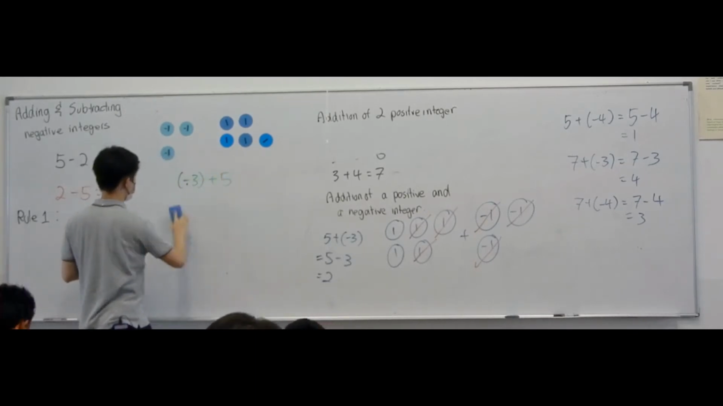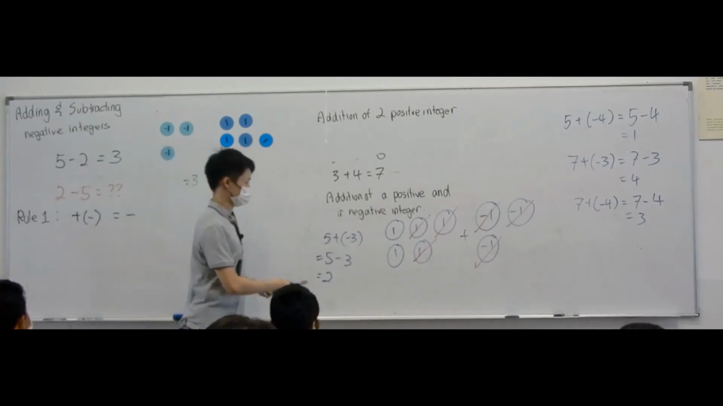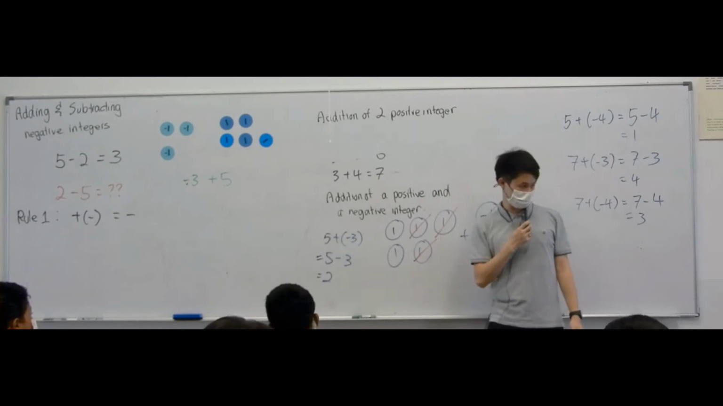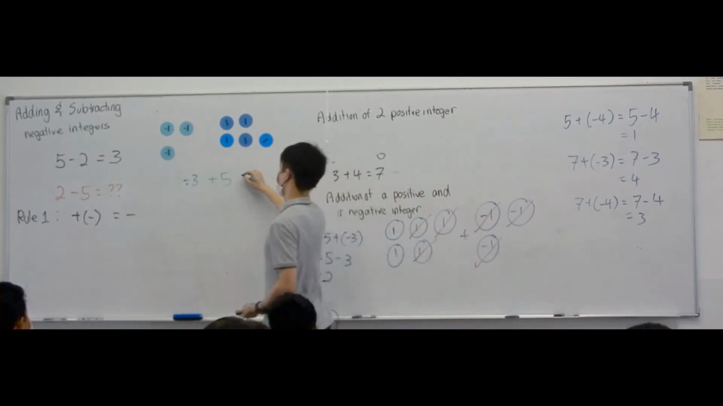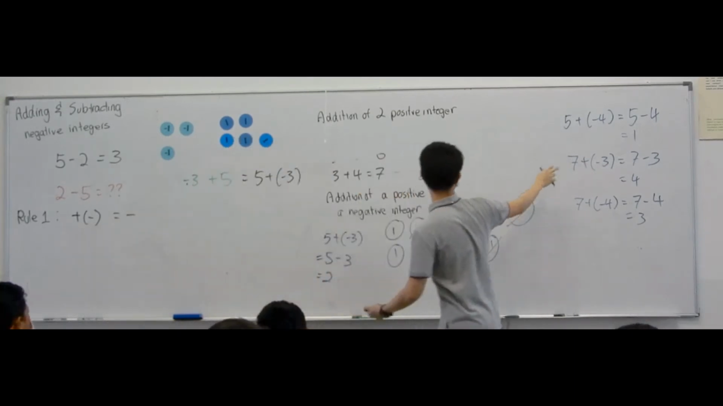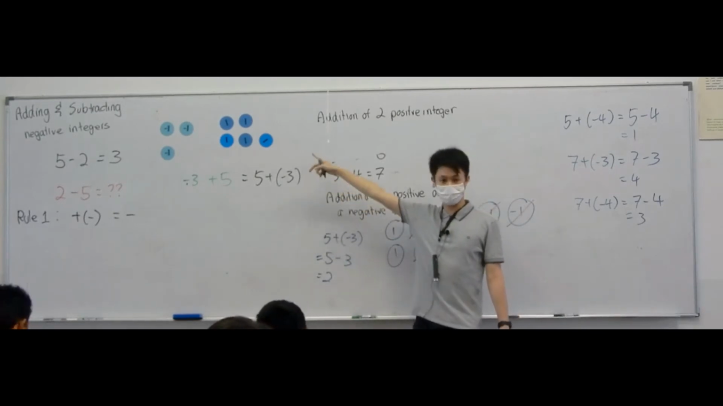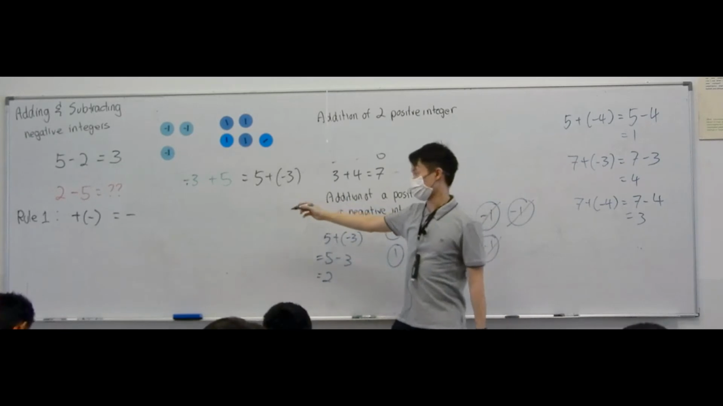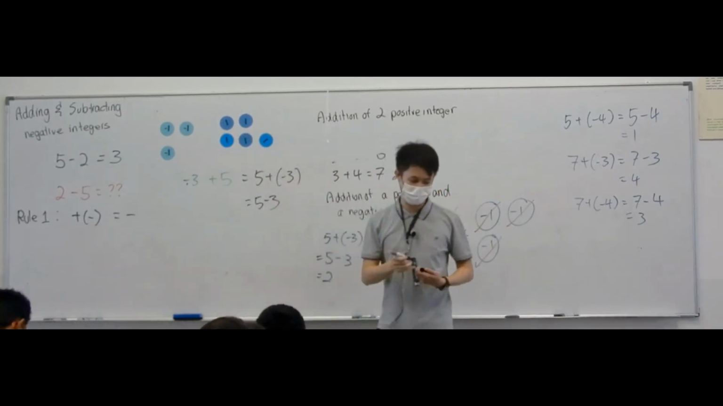Sometimes you will realize that I don't write the bracket. Negative 3 plus 5 is the same as 5 plus negative 3, which is exactly what we did just now. Make sense, in terms of the pictorial representation? Yes. So it's very easy. It's simply 5 minus 3. I don't even need you all to do the pictorial representation here.